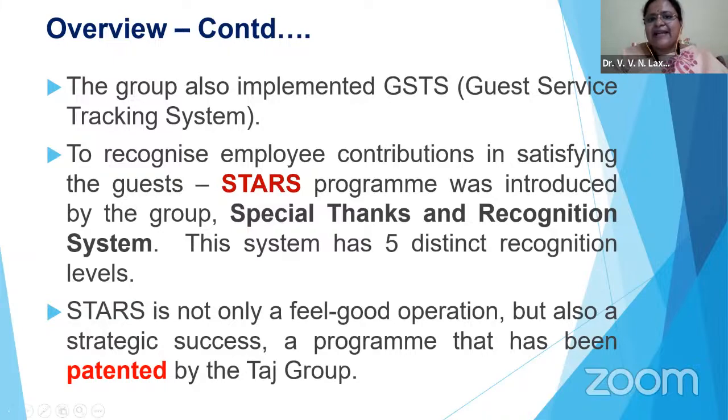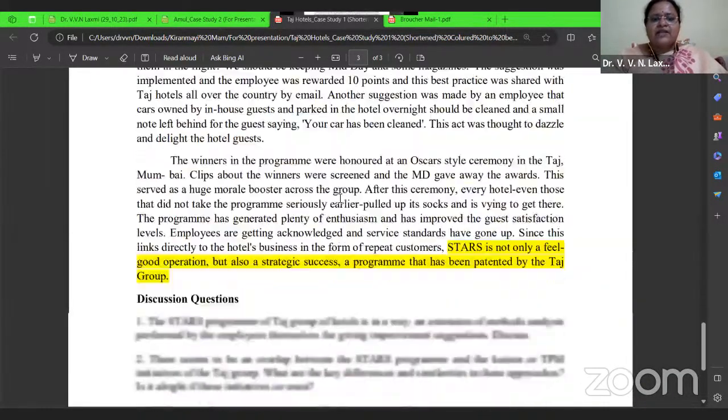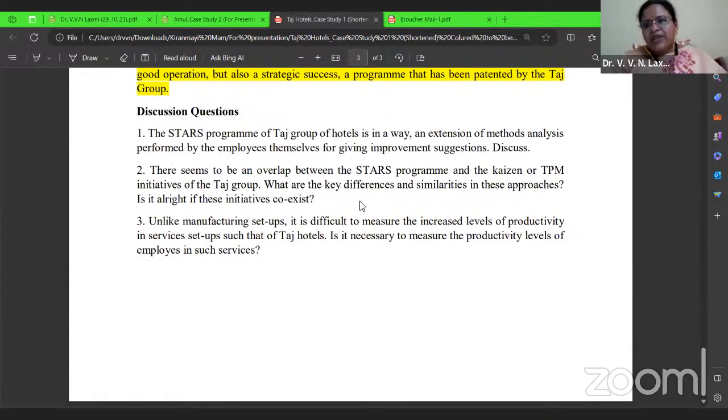Now, with this explanation of the case, shall we all try to answer the questions posed over there? Can any one of you give me the solutions? The first question posed over here is: the STARS program of Taj Group of Hotels is in a way an extension of methods analysis performed by the employees themselves for giving improvement suggestions. Discuss. Anybody, can you come forward and explain to us?